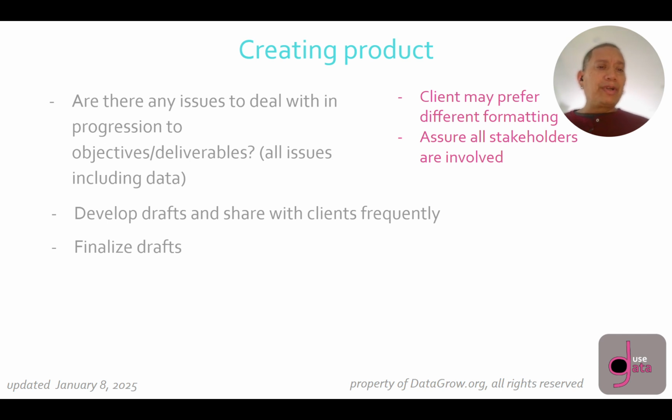A client may prefer different formatting. This is in progression deliverables. They may not like the color scheme. They want to do something. Fine, change. And assure everyone is involved. Sometimes maybe leadership is not involved. Other people that have key opinions may not be involved. Important to get their feedback as you work your way towards the final draft.